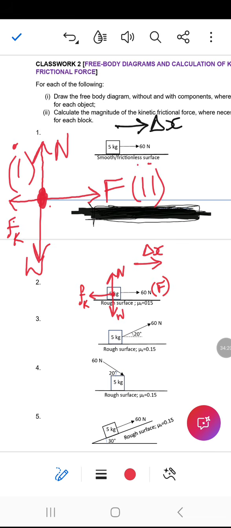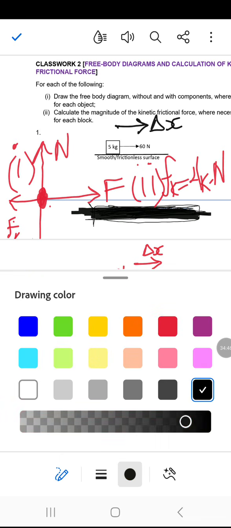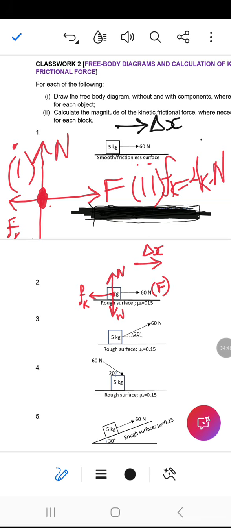Let's calculate the magnitude of the kinetic frictional force on this block. Remember our formula and what is given. We're given the coefficient of kinetic friction. The formula says Fk is equal to the coefficient of kinetic friction multiplied by the normal force. So we are going to use this formula. What is given? My coefficient of friction is 0.15, so it's 0.15 multiplied by the normal force.